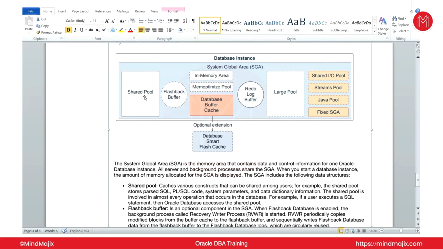This is what an SGA has. It has a shared pool. It has a flashback buffer. It has the database buffer. This particular place, the database buffer cache, is the place where the data is kept. So if we have to select data from the database, the data is brought here, and from here the server process reads the data and sends it back to the customer.